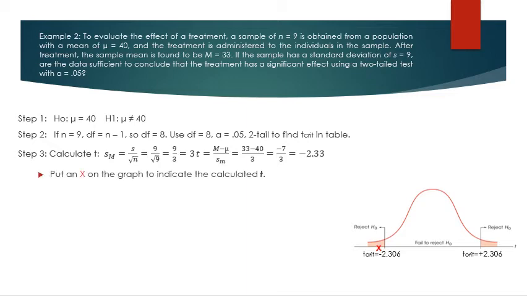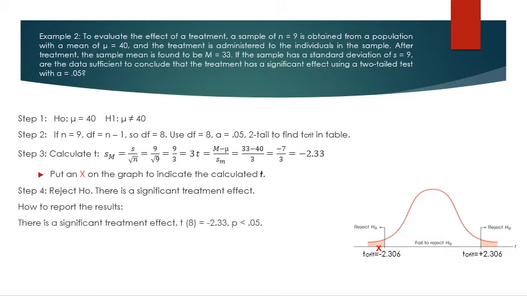So let's put our X on the graph to indicate where that would be. In step 4, you're going to reject the null. There is a significant treatment effect. How do you report these results? You just say there is a significant treatment effect. t of 8 is equal to negative 2.33, and the probability is less than 0.05.